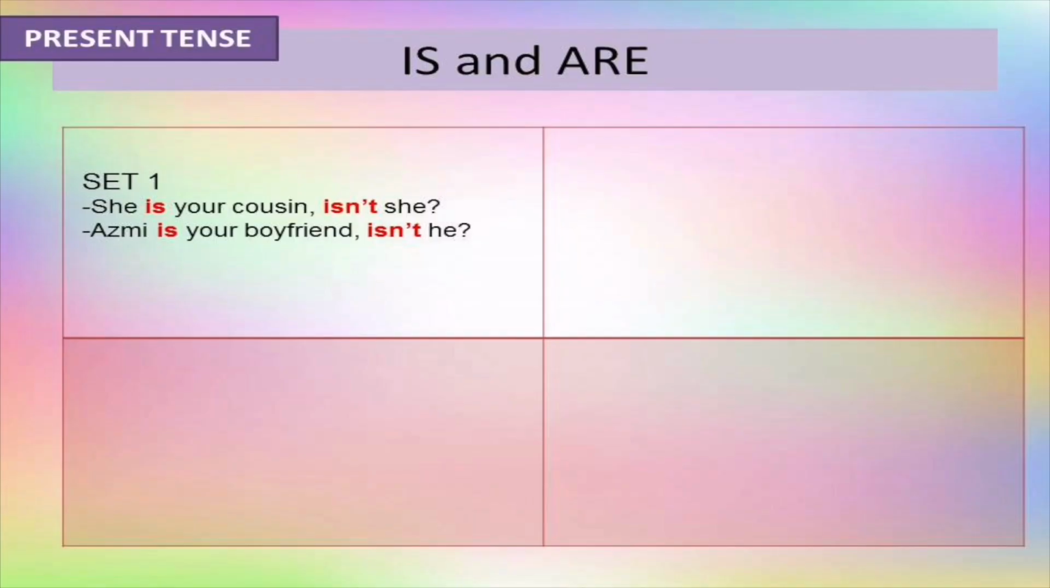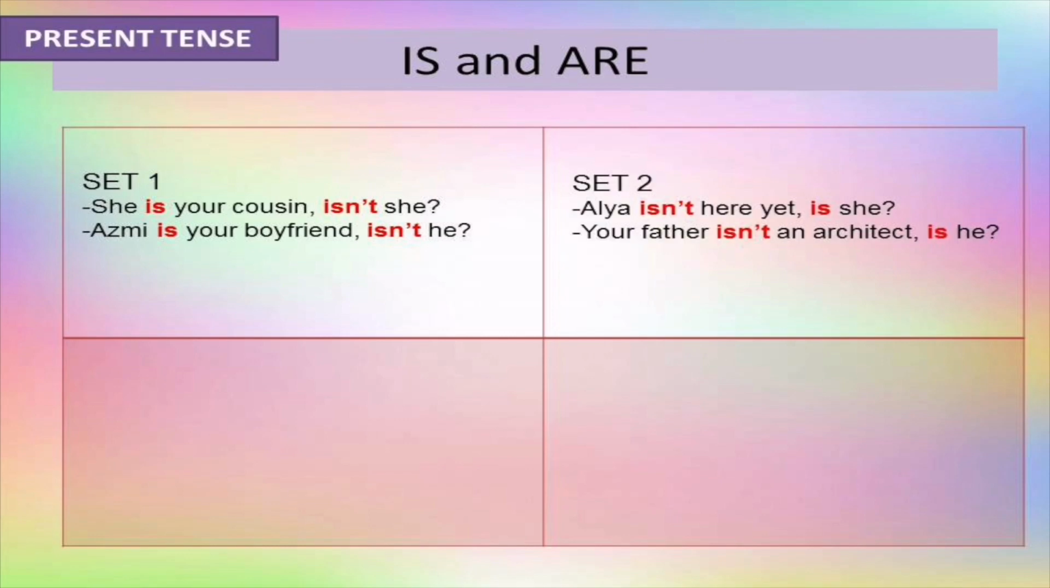Set 1. She is your cousin, isn't she? Azmi is your boyfriend, isn't he? Positive, negative. Alright? Let's look at set 2. Alia isn't here yet, is she? Your father isn't an architect, is he? Isn't, is. Alright?